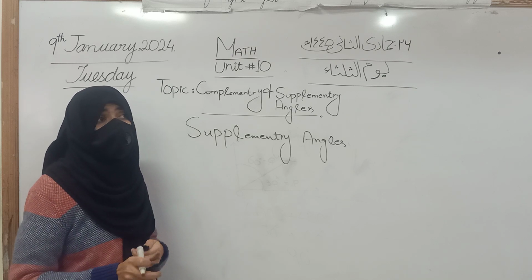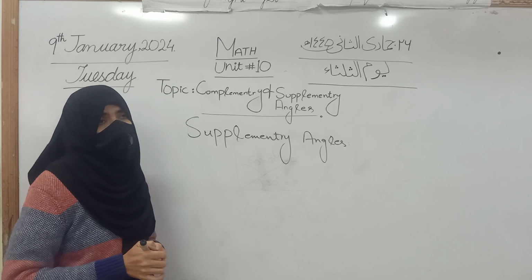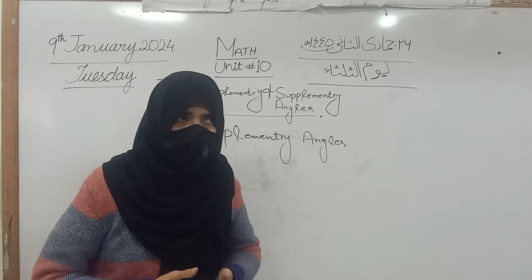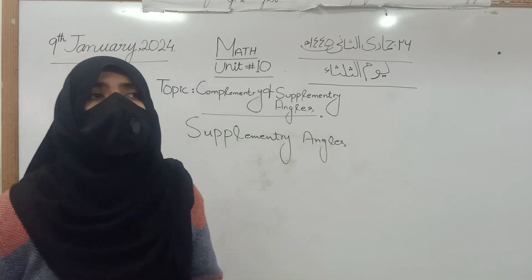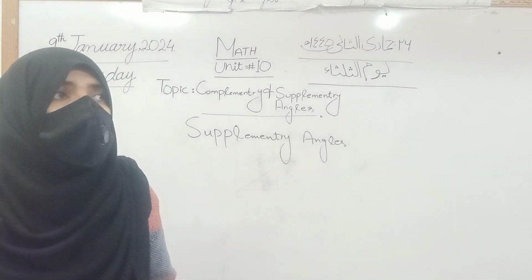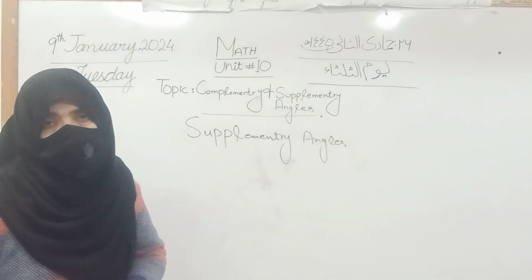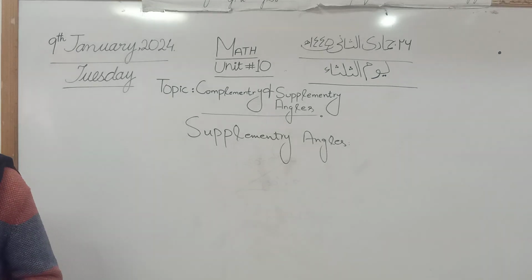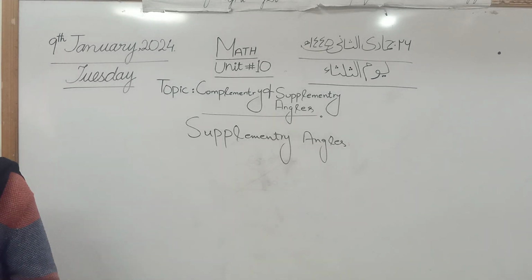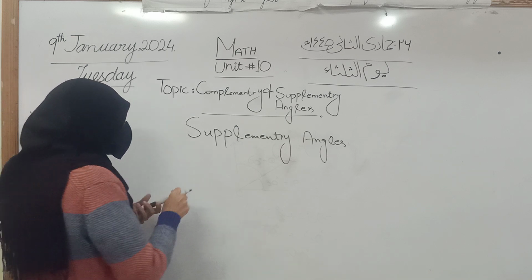What does it mean in simple words? You can say that if the sum of two angles is equal to 180 degrees, then they will be known as supplementary angles. Okay, and if you want to write the definition, you can write that two angles are known as supplementary angles if they add up to 180 degrees.